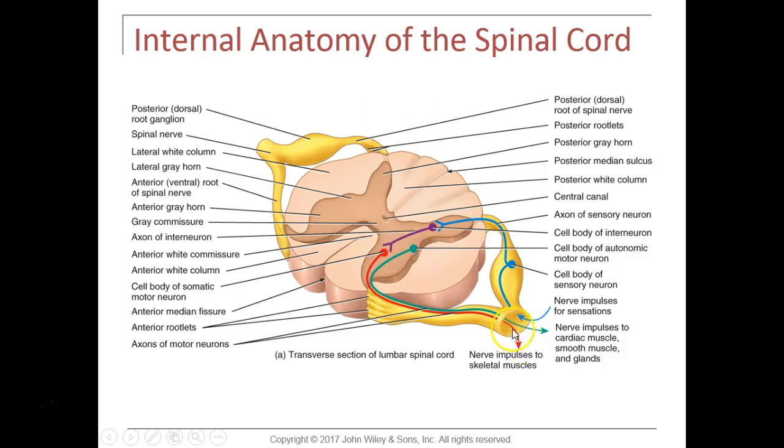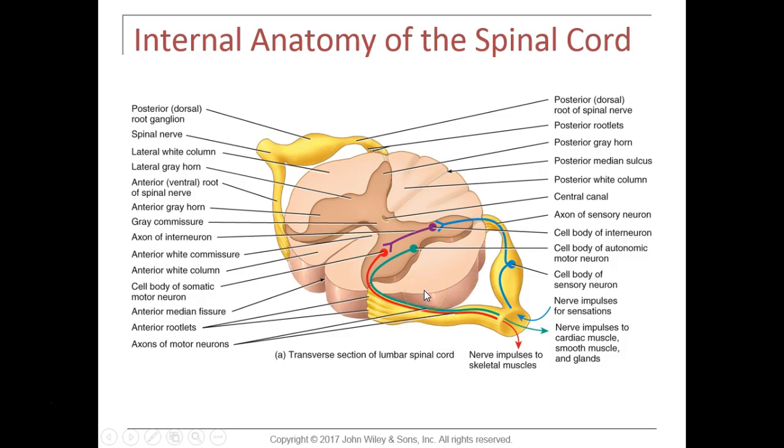But nonetheless, we always have sensory information coming in the back, posterior part of the spinal cord, and we have motor information leaving the anterior root, from the anterior part of the spinal cord through the anterior root to enter the spinal nerve, and those nerve impulses then are conducted to all the effectors in the body, like skeletal muscle, cardiac muscle, glands, and so forth.